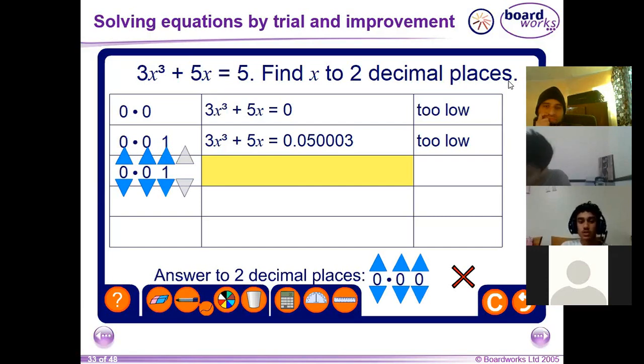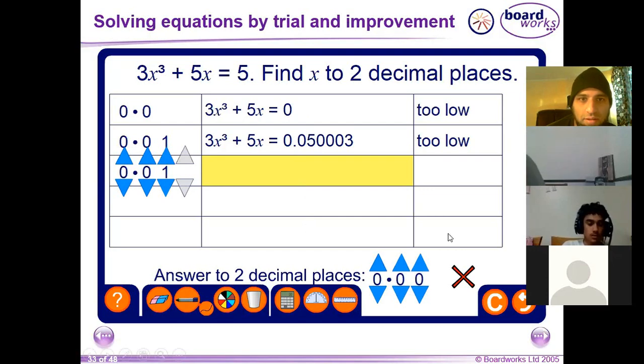Why does it say equals 0 at the top? So they want you to put a number in for X which will make this thing go to 0. Oh, yeah. Okay.